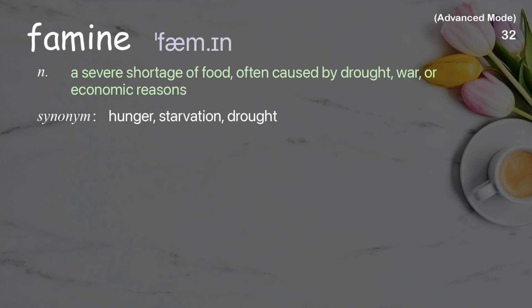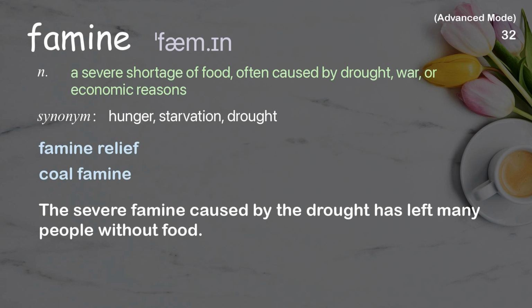Famine. A severe shortage of food, often caused by drought, war, or economic reasons. Examples: Famine relief. Coal famine. The severe famine caused by the drought has left many people without food.